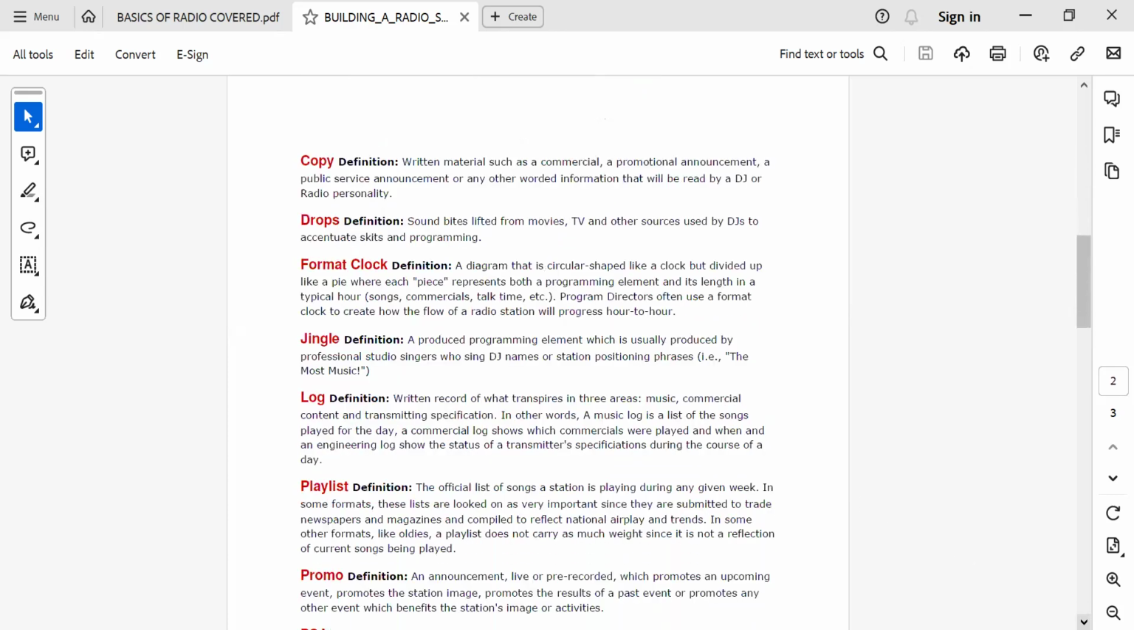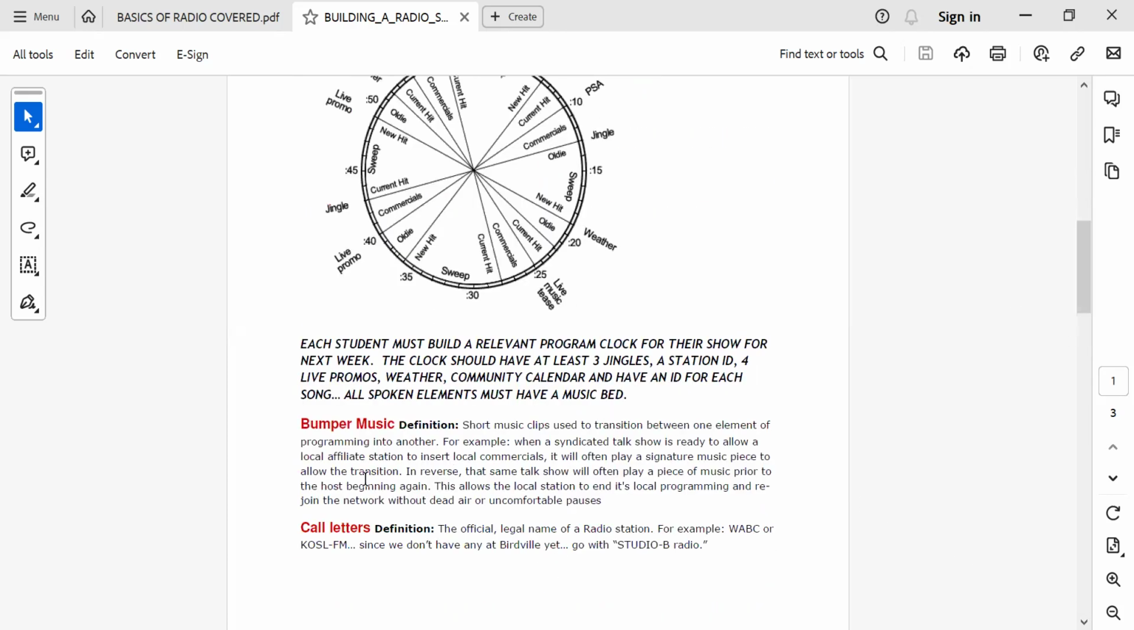So what is bumper music? Bumper music, these are short music clips used to transition between one element of a program into another. For example, when a syndicated talk show is ready to allow a local affiliate station to insert local commercials, it'll often play a signature music piece to allow the transition. So bumper music is music that we actually use to fill in, right? Fill in when we're trying to syndicate.